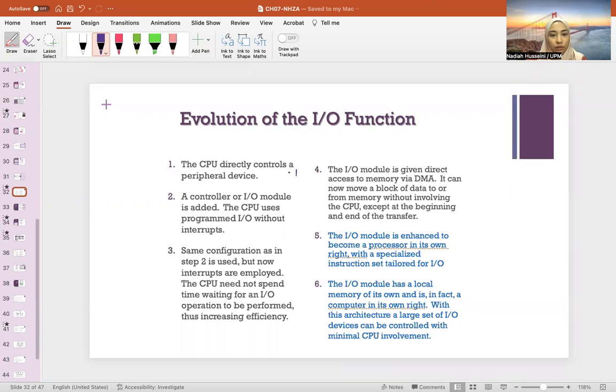So this one happened first. Basically, you started with this, and then this is not good. We evolve to this, and then we evolve to the number 3, and then we go to the DMA module, which we discussed just now.